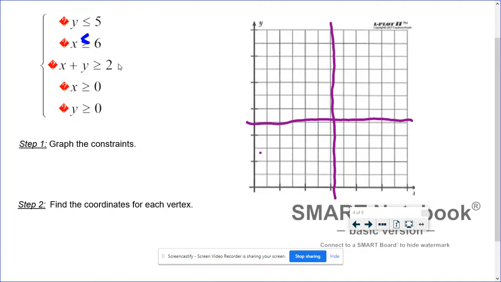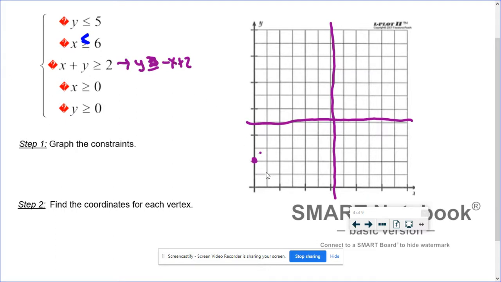X plus y is greater than or equal to 2. I'm going to subtract x from both sides and get y. Woo. Inequality symbol did not flip. Y is greater than or equal to negative x plus 2. So I got a y-intercept of 2.